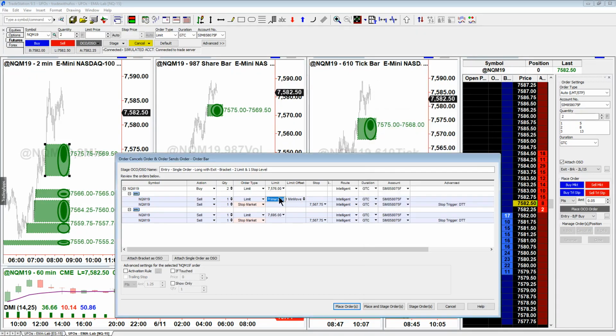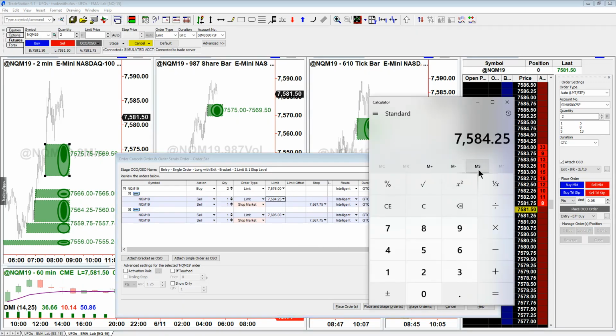So 75.84.25, that would be the location for my safety target, giving me that mathematically calculated 1 to 1 where half of the position is unloaded. I say half because I'm using 2 and I unload 1 and 1. But if you don't use 2, let's say you use 4, then you do 2 and 2. And if you use 3, well, then you cannot do 1.5 and 1.5.